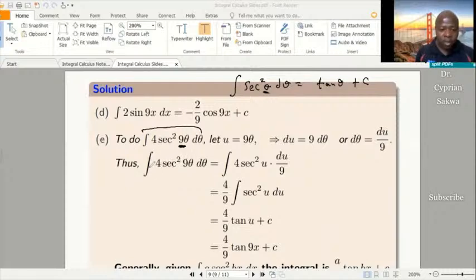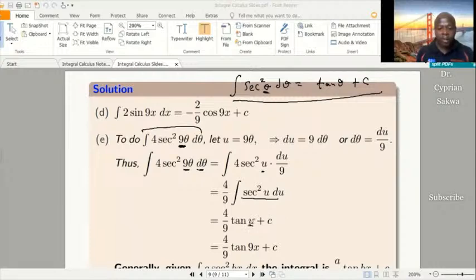Now come back to your integral, and this is the integral. So just substitute. Where there is 9 theta, put u. And where there is d theta, put its equivalent, which is du over 9. Then take the constants outside the integral sign. Our constant here is 4 out of 9. So I have 4 out of 9, integral of sec squared u du. But this we know from here. We know that it's tan u plus c. So this is 4 out of 9 tan u plus c.